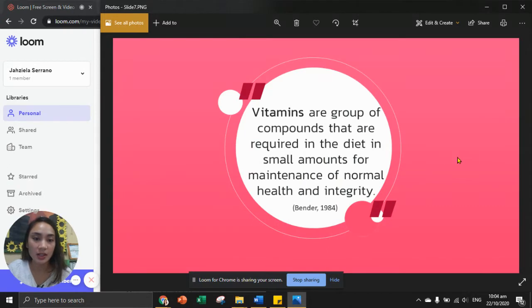Okay, so let's start. What are vitamins? So, according to Bender, vitamins are a group of compounds that are required in the diet in small amounts for maintenance of normal health and integrity.